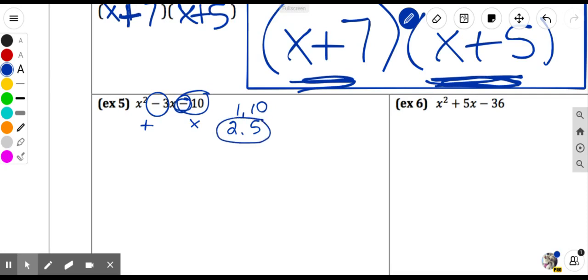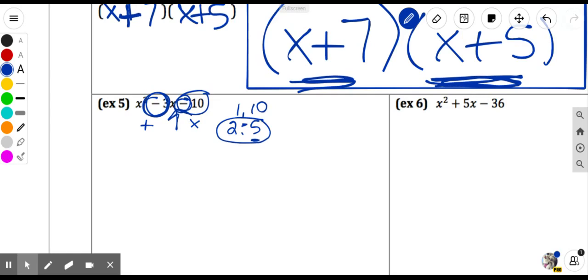And so you want to think about which one is negative and which one is positive, because remember, we want it to multiply to negative 10. So you match the higher number, which is 5, with the sign of the middle term. Our middle term was negative, so that means it's going to be 2 and negative 5, because 2 times negative 5 is negative 10. 2 plus negative 5 is negative 3.